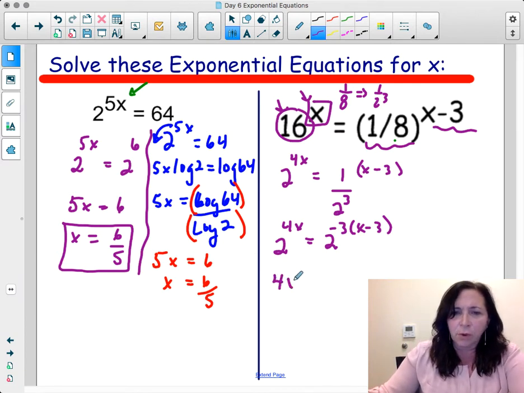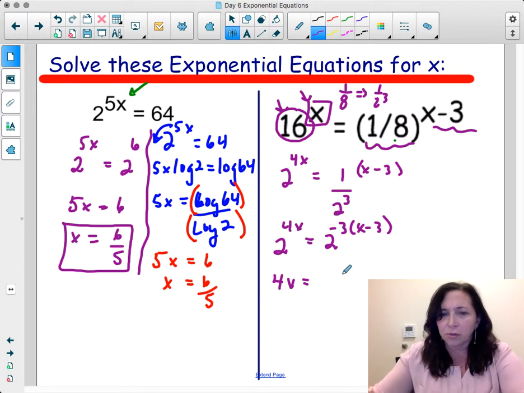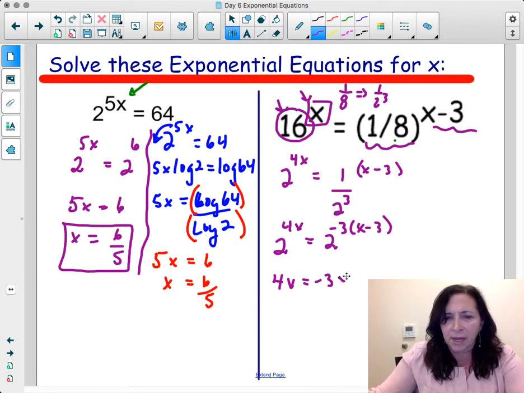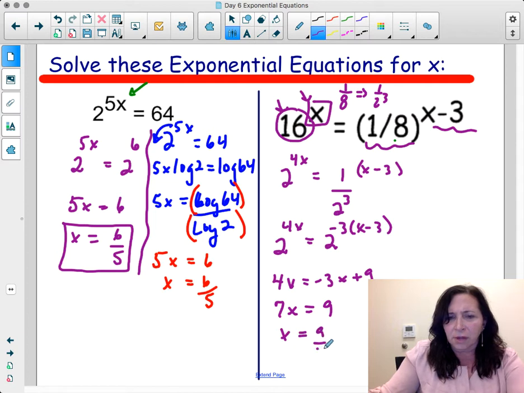So now you have 4x is equal to, and I'm going to distribute this negative 3. So I get negative 3x and then plus 9. This negative 3x, you're going to bring it over to the other side. So we're going to have 7x is equal to 9. So x is equal to 9/7.